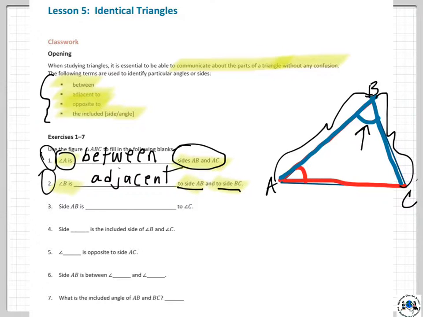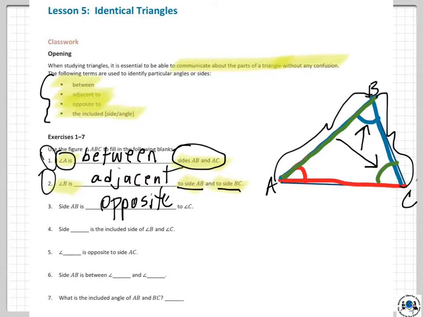All right, let's go ahead. So let's say side AB now. Side AB is blank to angle C. And here's angle C. Angle C is right there, okay? What do you think? I'm guessing it is opposite to angle C, okay? It is opposite. It sits across from it, okay?